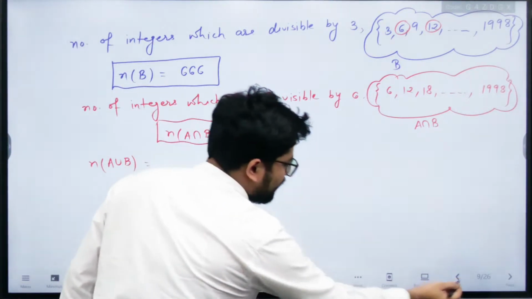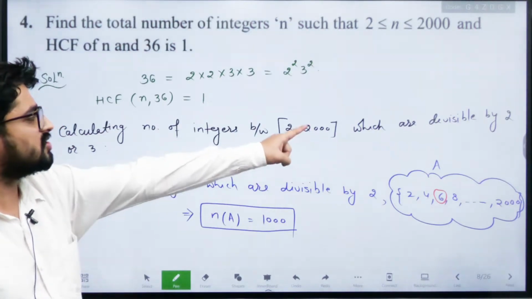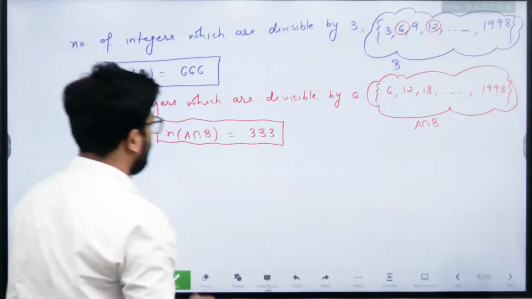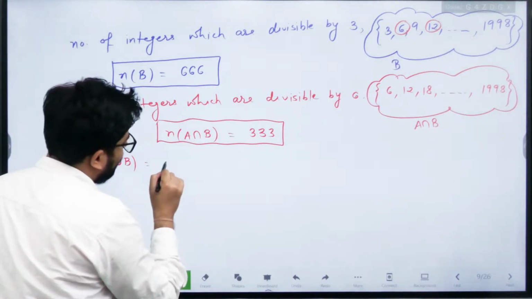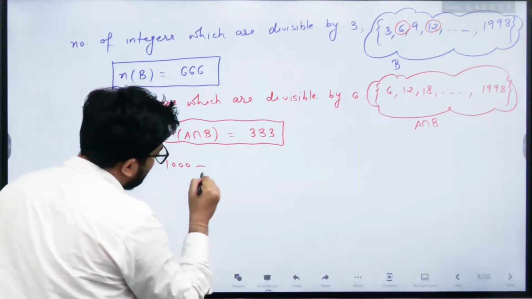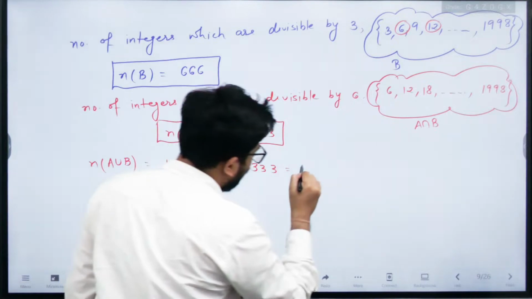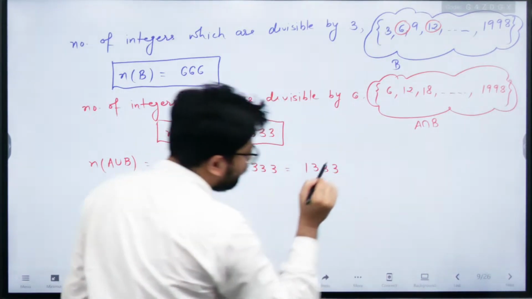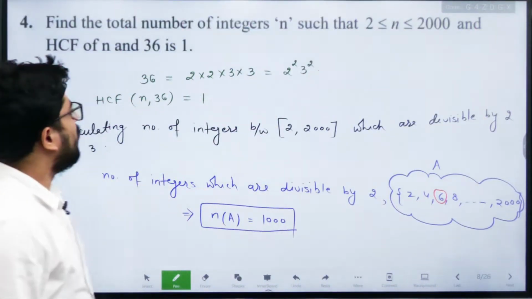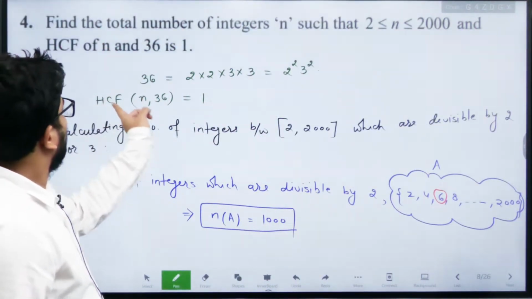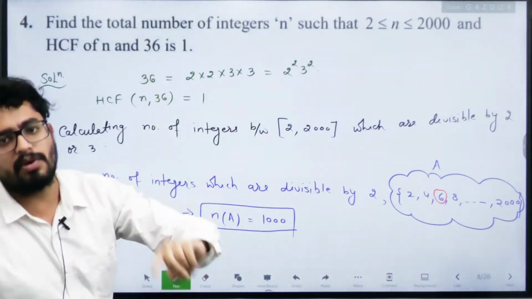Means the number of integers divisible by 2 or 3. We are calculating the number of integers divisible by 2 or 3, that is equal to the number of elements in A union B, which is NA plus NB minus N of A intersection B, which is equal to 1333. Got it? Now we have to find the number of integers between 2 to 2000 which are not divisible by 2 or 3.